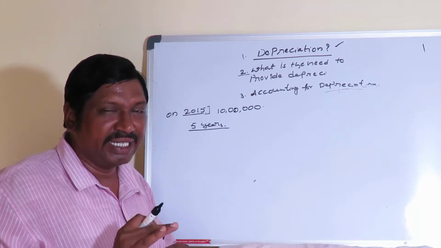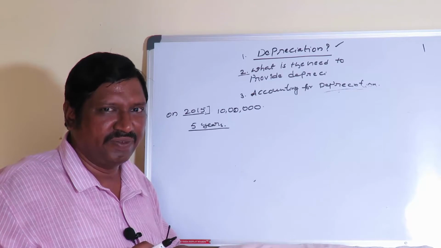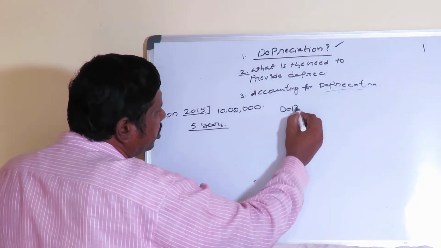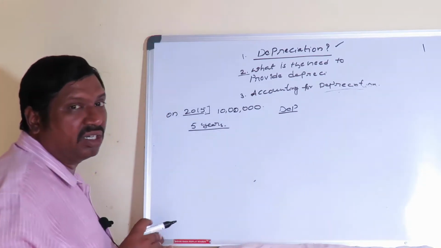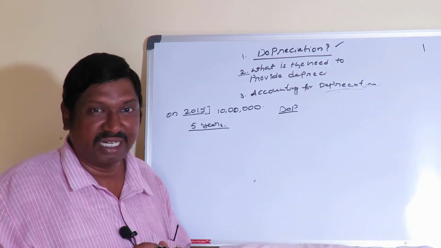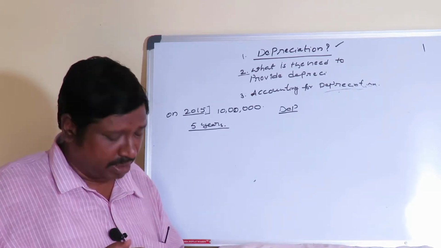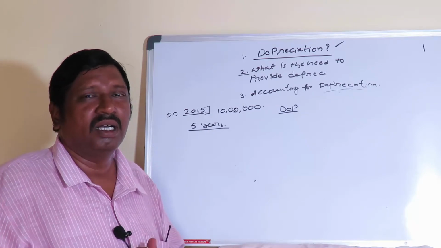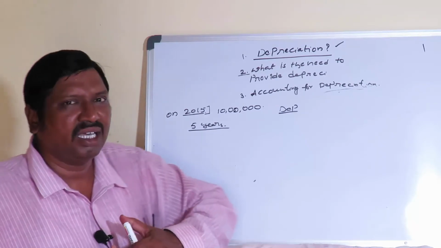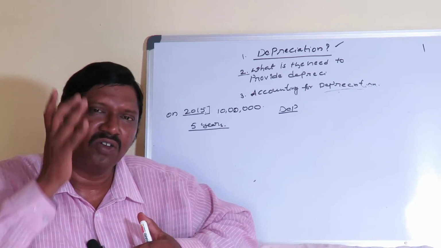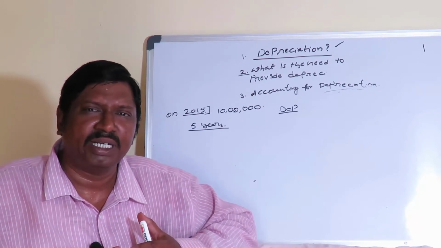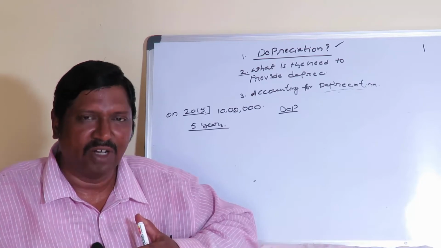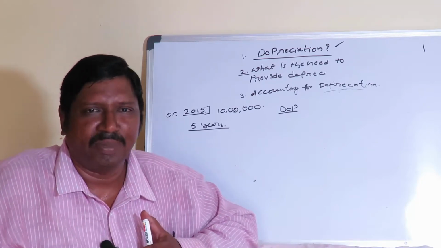On the other hand, if I provide depreciation every year, whatever depreciation we are providing is not an out of pocket expenditure. Again, I am using a new term, out of pocket expenditure, as opposed to a sunk cost. What do you mean by out of pocket expenditure? It is nothing but the expenditure we have already incurred or paid out of our pocket, out of our bank account.